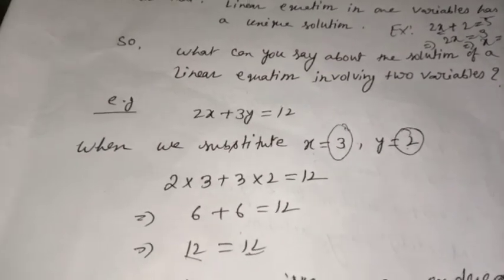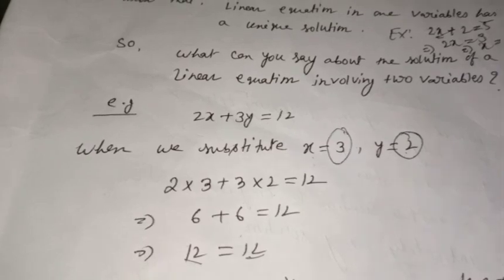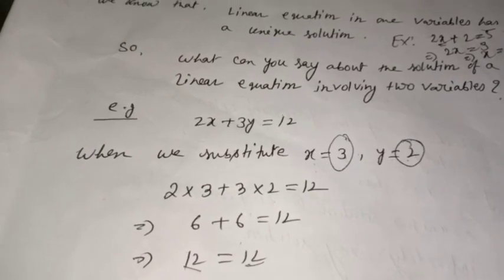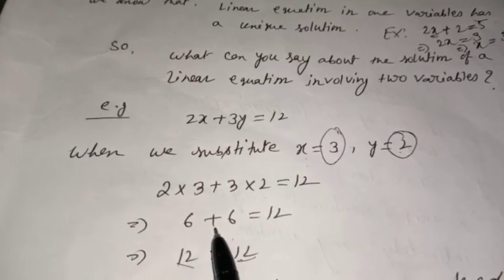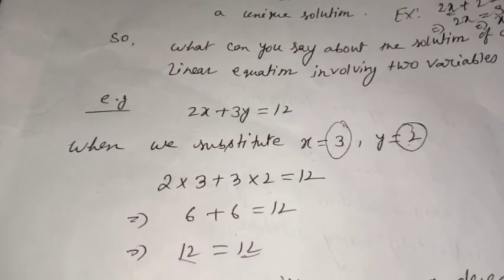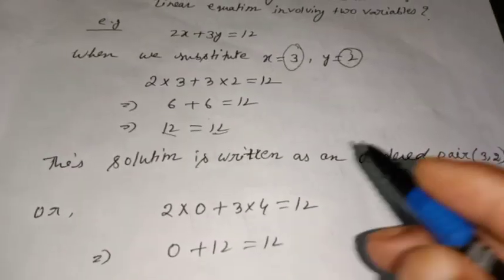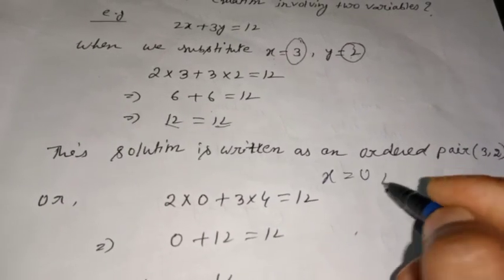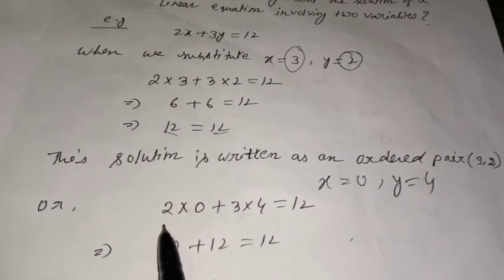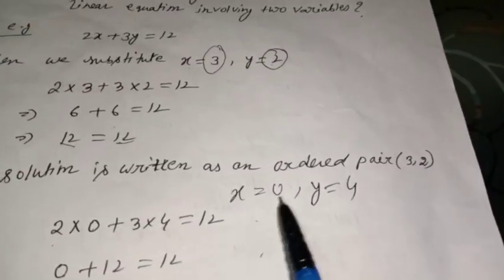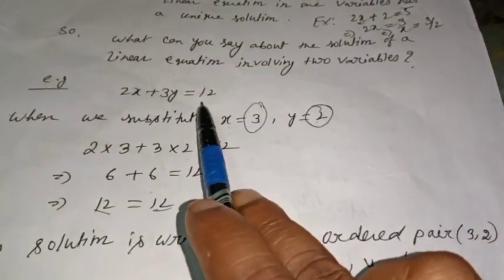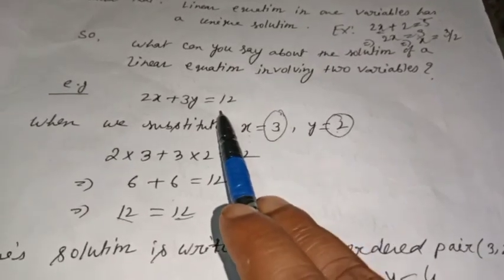Now the big question is: are only this 3 and 2 the solution of this equation? Means, for x equal to 3 and y equal to 2, you get left hand side and right hand side equal. No, maybe you will get it for other values also. For example, if I put 0 in the place of x and 4 in the place of y: 2 into 0 is 0, 3 into 4 is 12, then 0 plus 12 is 12. Then can you say that 0 and 4 also are a solution of this equation? Yes, 0 and 4 is also a solution of this equation.